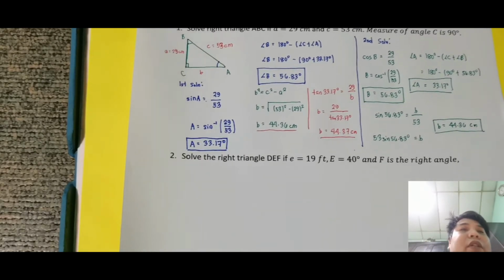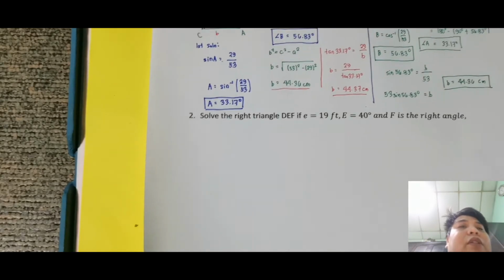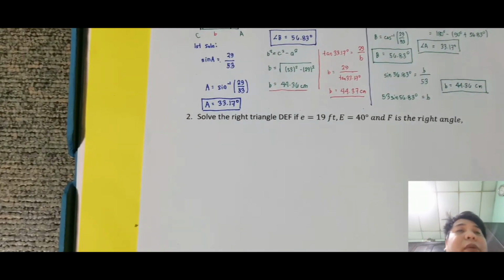Okay, so let's have number 2 example. Solve the right triangle. So, in this case, medyo bibilisan ko na siya. Hindi na ako pipili ng dalawa. So, right away, solve na tayo ng ganyan. So, solve the right triangle DEF if E is 19 feet, E is 40 degrees, and F is the right angle. Okay, so, napansin mo, kulang masyado ng given. Dalawa yung angle, isa yung side.